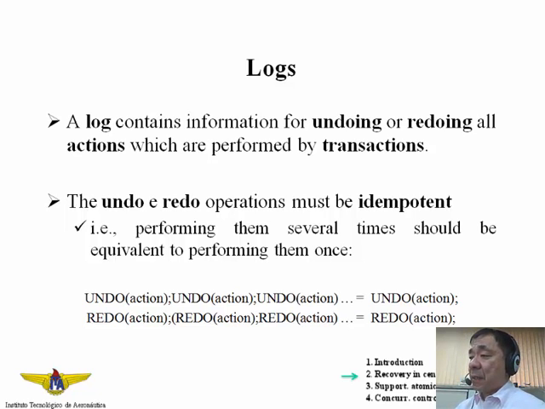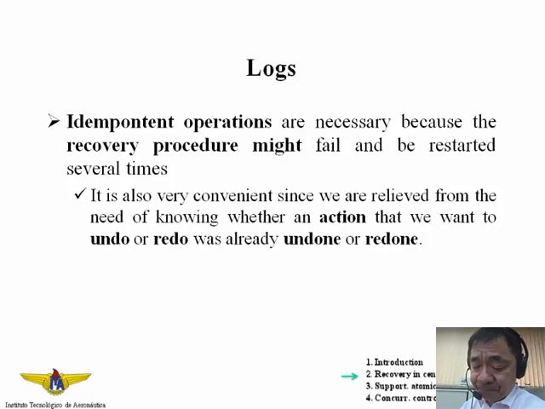One very important property of these operations that you have to check is whether these operations are idempotent. What is idempotency? Idempotency is when you perform this operation many times. For instance, in this case, I undo this action, I undo again this action, undo again this action. The result is the same as just one application of this operation, undo. So you can have the application many times, but the result will be equivalent to performing it once. Okay?